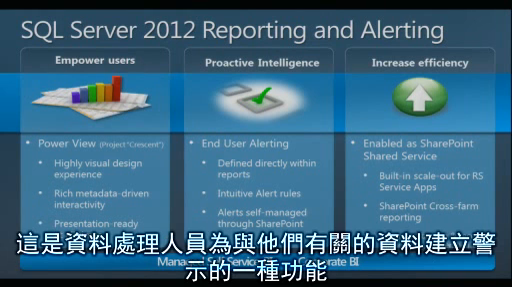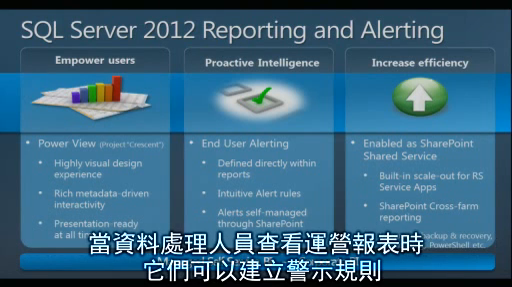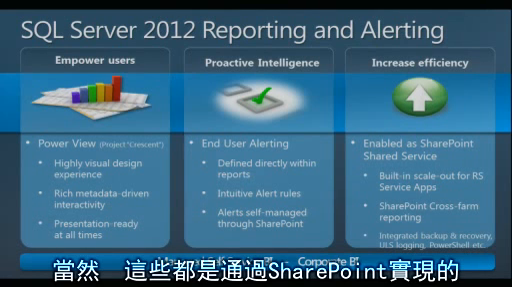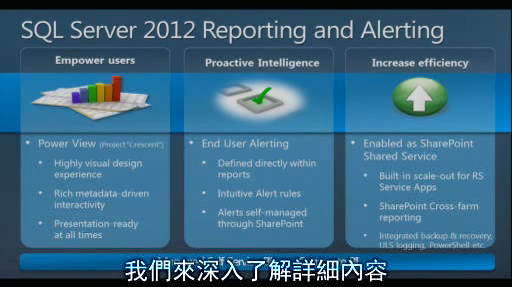This is the ability for information workers to create alerts on data that matters to them. So when an information worker is viewing an operational report, they're able to create alert rules that will then send them an email message when that rule has been satisfied. And of course, this is all through SharePoint. So let's dive into some of the details.